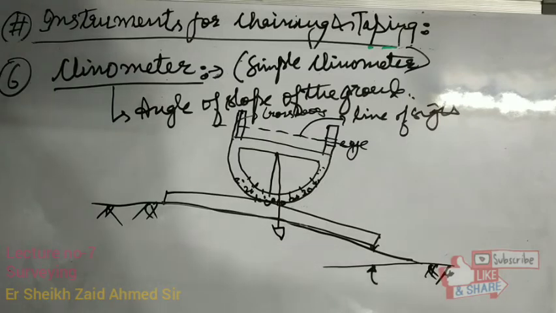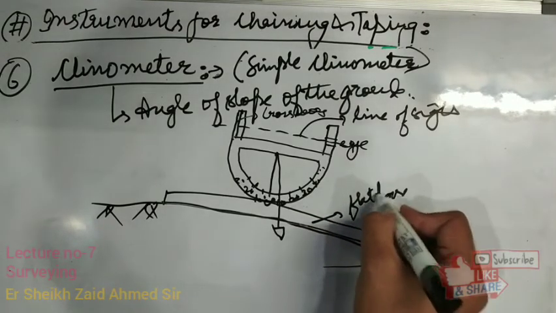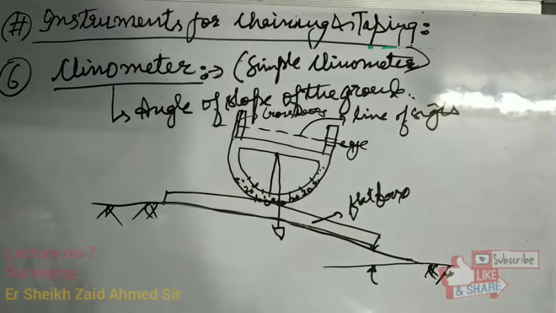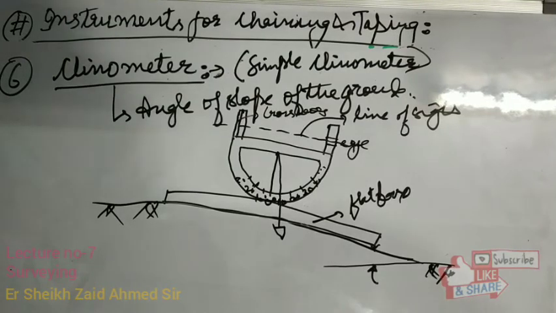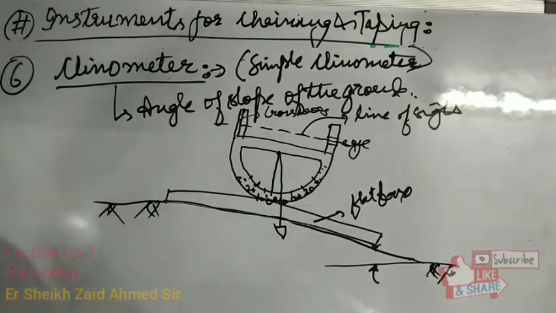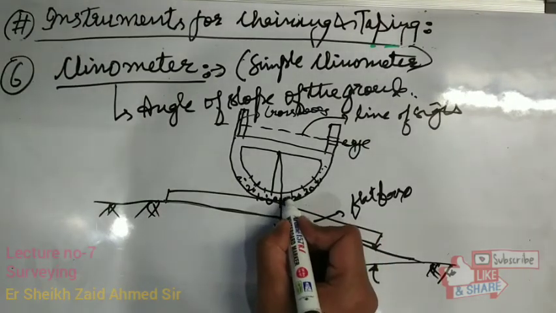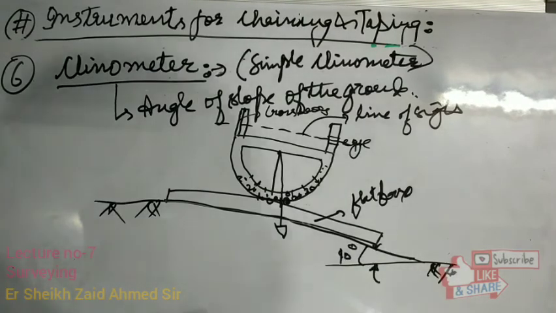Of the semicircle, a flat base is attached to the semicircle. This is a flat base. It is attached to the semicircle. This is the semicircle. To lay the clinometer on the surface whose slope is required. Now, when the surface is level, the plumb bob strikes the zero mark. When the ground surface is sloping, the angle of slope is read at the graduation where the plumb bob touches the graduated semicircle. For example, here it is touching at 10 degree. So our slope comes to be 10 degree.